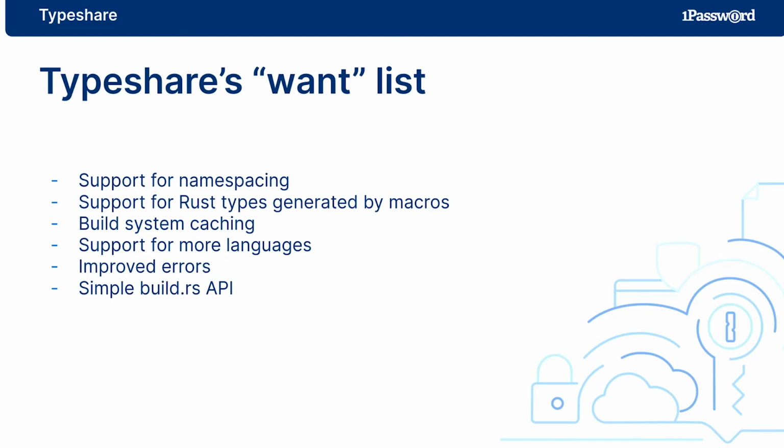We'd also love to see, as I mentioned earlier, we don't currently support Rust types that are generated by macros. And so we'd love to see support for that, whether that be some sort of proc macro implementation or actually running cargo expand prior to generating types.